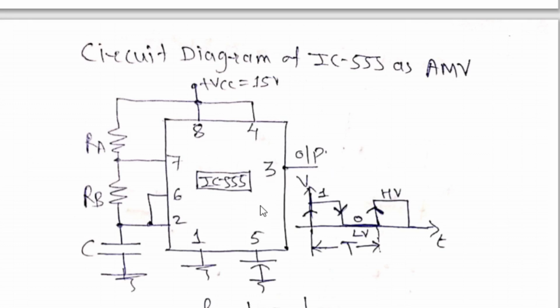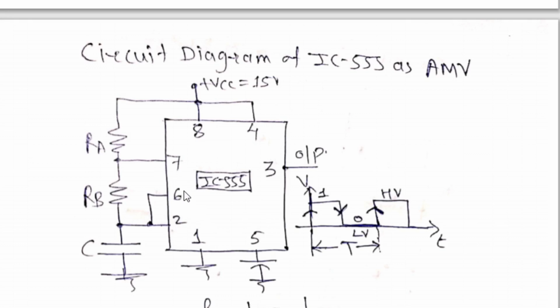Now Q bar is going to the base of the transistor, and pin number 7 is the collector of the transistor, which is the discharge pin. Pin number 7 is the collector of the transistor, which is a discharge pin, which we already studied in the previous block diagram. What is pin number 6 and pin number 2?